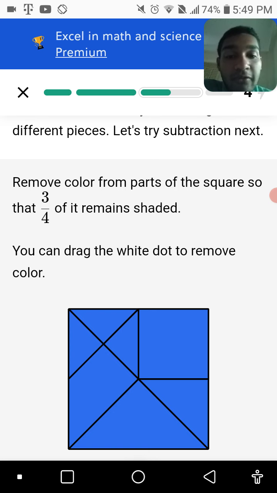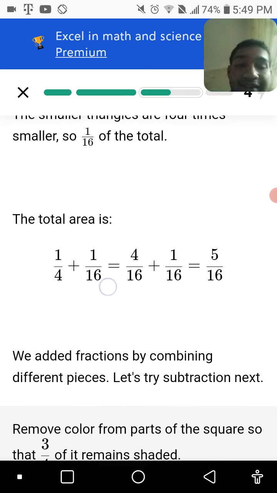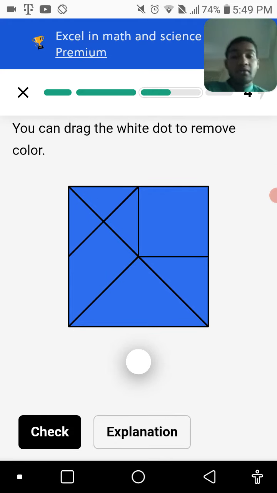Remove color from parts of the square so that 3 by 4 of it remains shaded. 3 by 4. Okay, that's interesting. 3 by 4 means there would be 4 parts of a square, and then I need to keep 3 of them. This is not making sense now. 3 by 4. Okay, this is different.